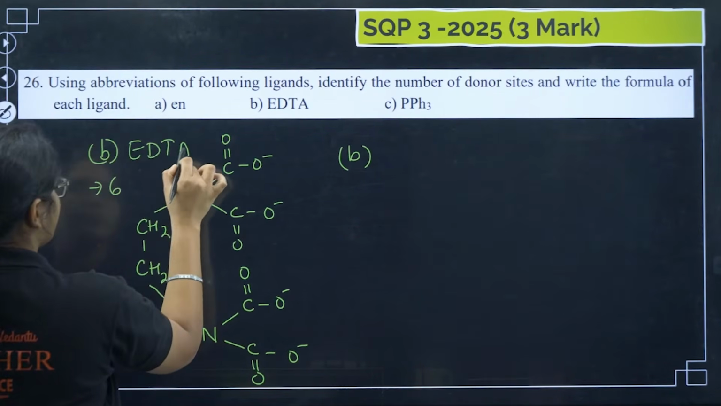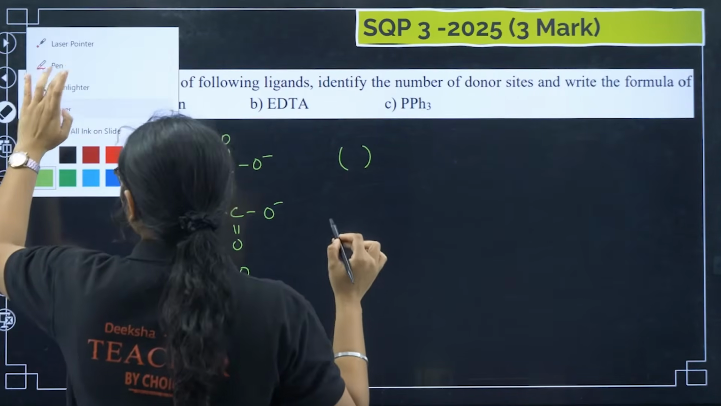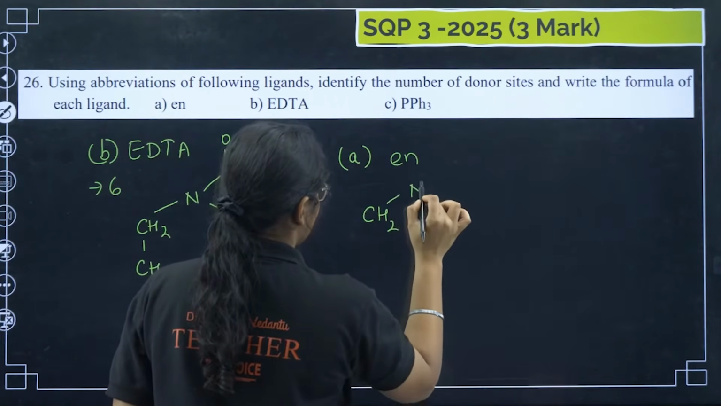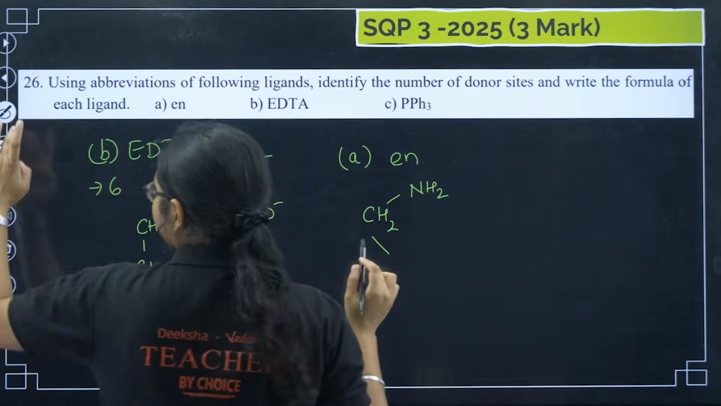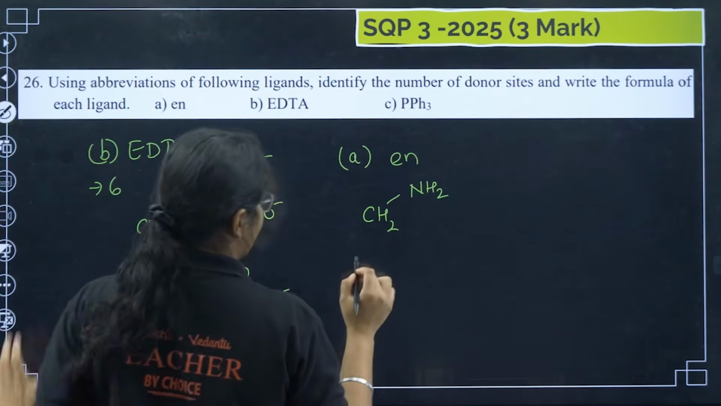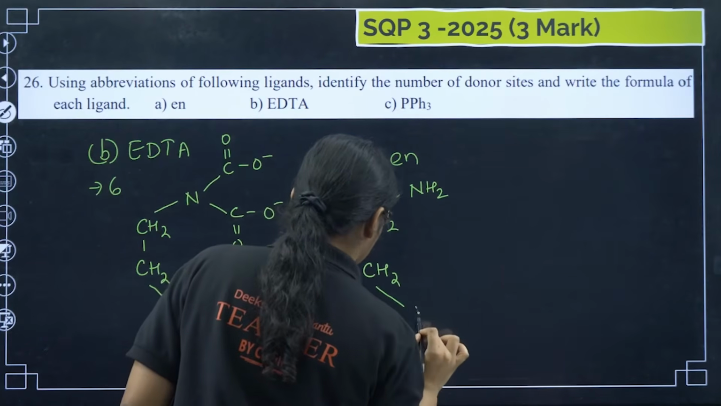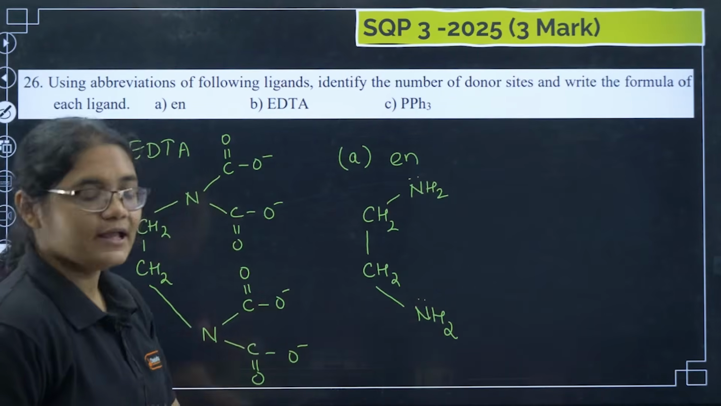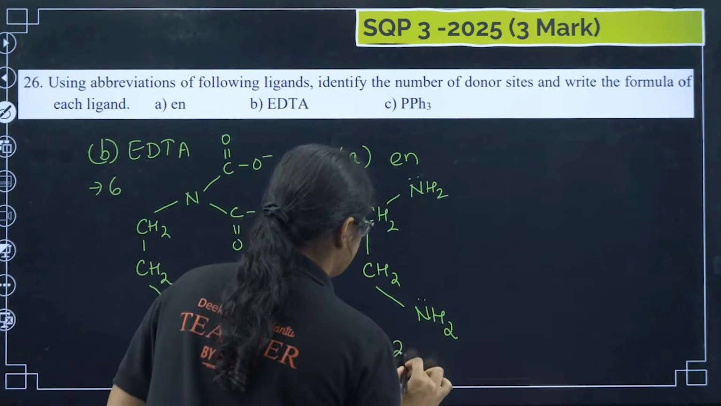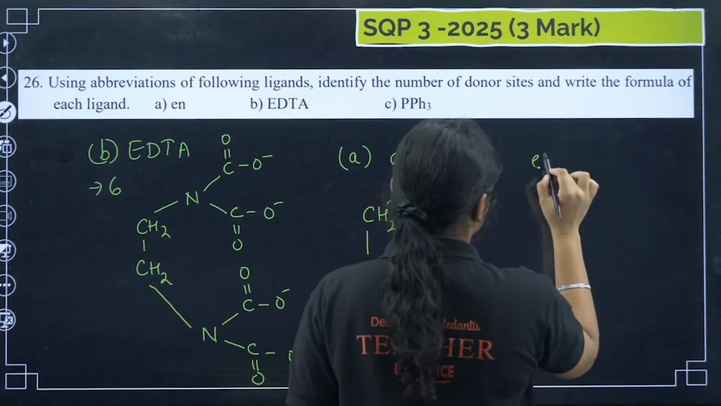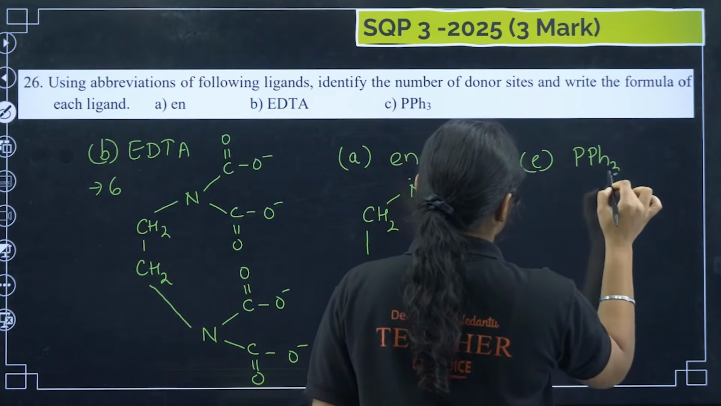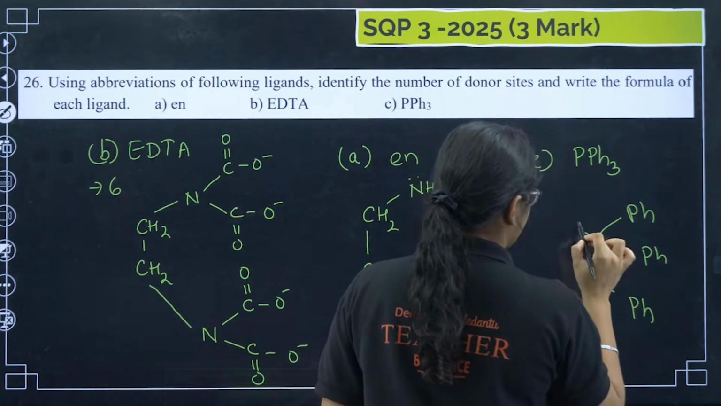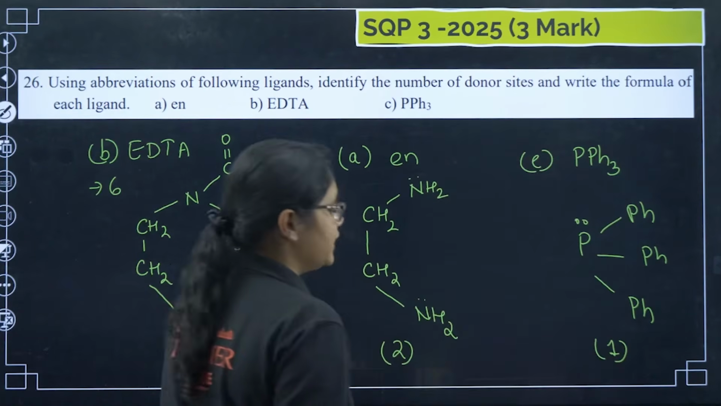Now let me draw here for A. A is En. En structure is like this: CH2, NH2. Then I can have here CH2 and NH2. Okay, so here also 2 donor atoms, here also 2 are there. So total number of donor sites here is 2. Okay, En. Then we have C, PH3. So we have P, you have PH, PH and PH structure. Here this is the donor site. So number of donor site is only 1 here.